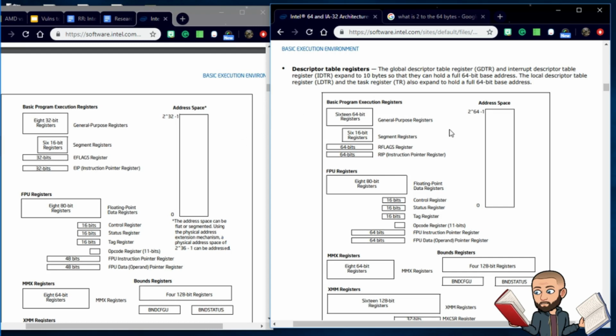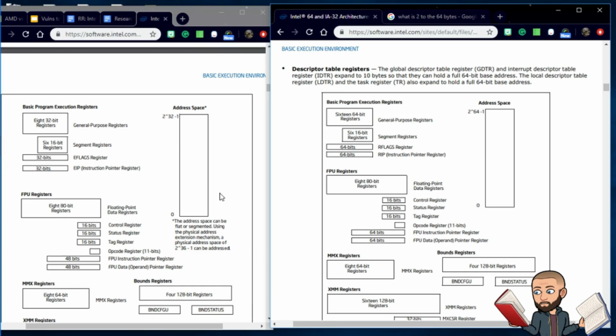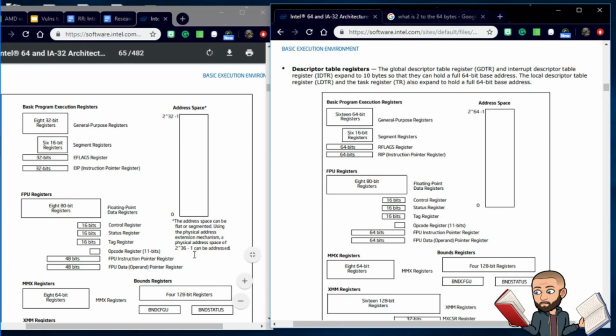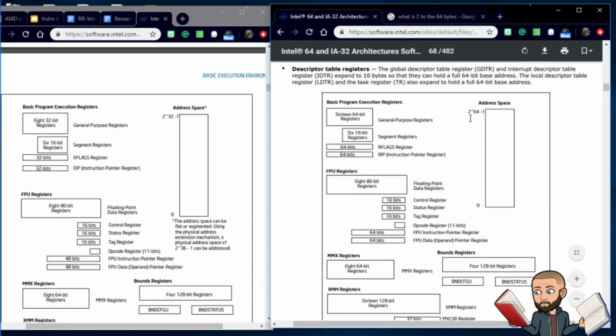Let's take a minute to look over at the address space. This says 2 to the 32nd. This address space can be flat or segmented using the physical address extension mechanism. The physical address space of 2 to the 36 minus 1 can be addressed. And that little blurb is not over here, but you'll see that this is 2 to the 64.